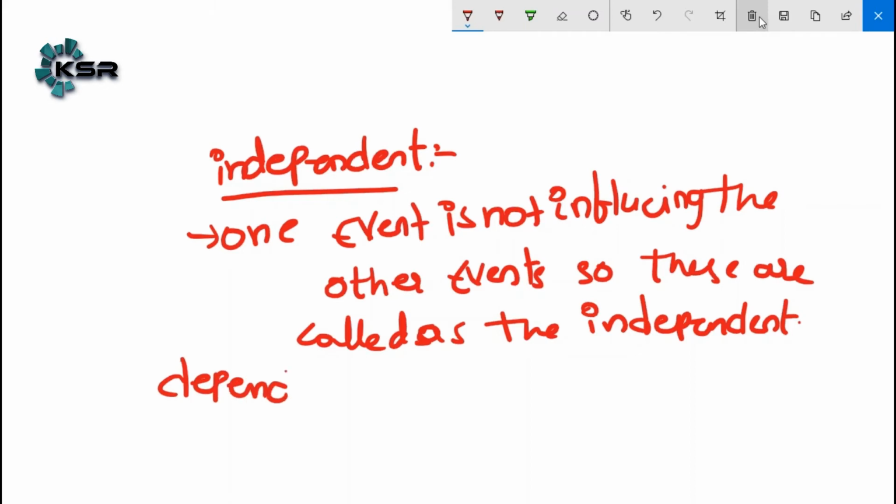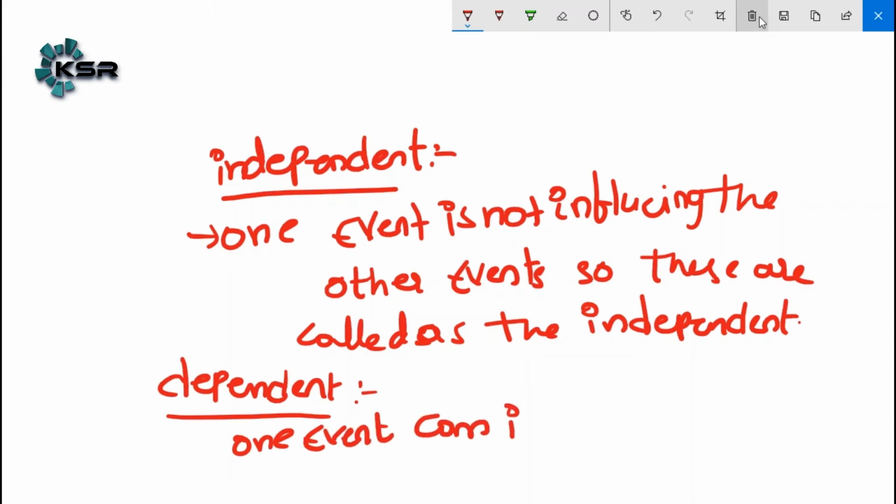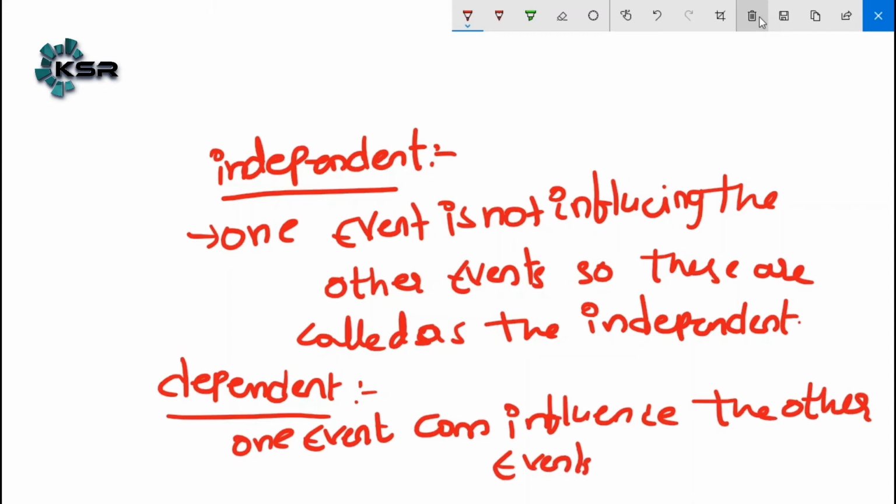Dependent: one event can influence the other. Events are called dependent when one event can influence the other.